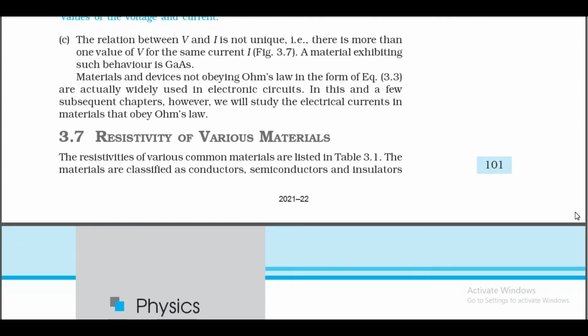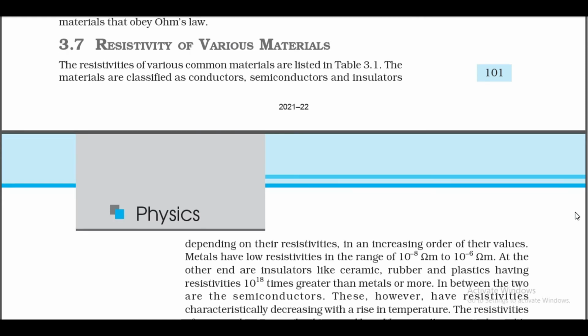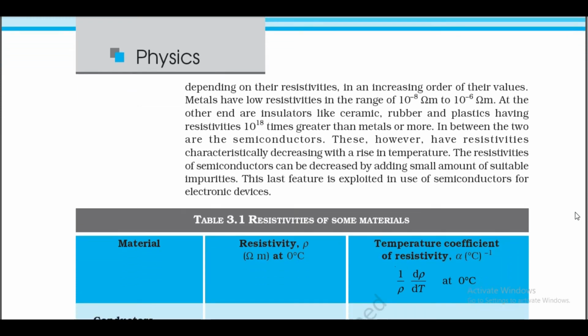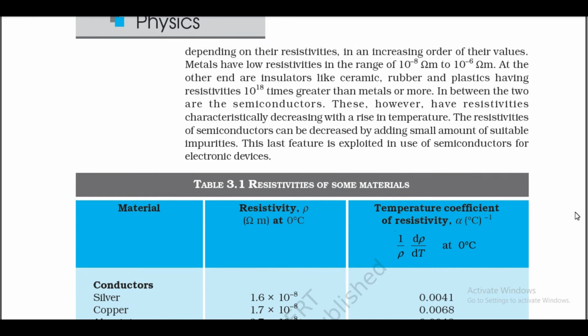3.7 Resistivity of various materials. The resistivities of various common materials are listed in Table 3.1. The materials are classified as conductors, semiconductors and insulators depending on their resistivities. In increasing order of their values, metals have low resistivities in the range of 10 to the power minus 8 ohm meter to 10 to the power minus 6 ohm meter. At the other end are insulators like ceramic, rubber and plastic, having resistivities 10 to the power 18 times greater than metals or more.